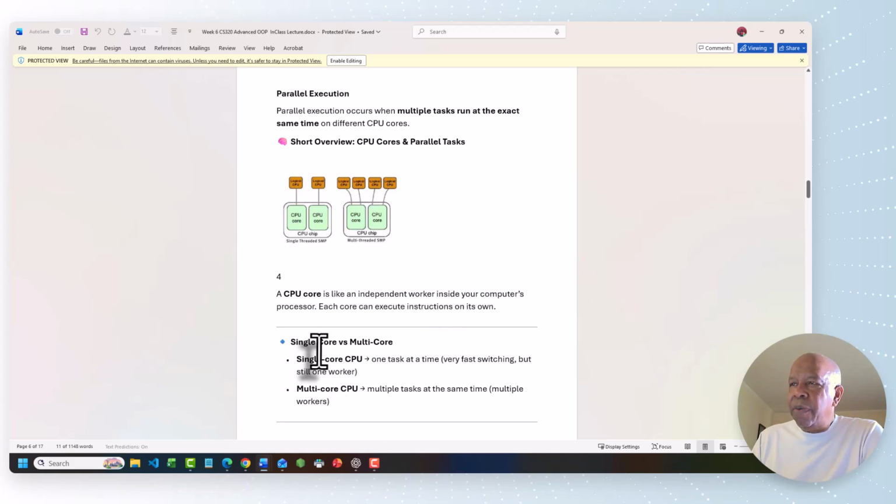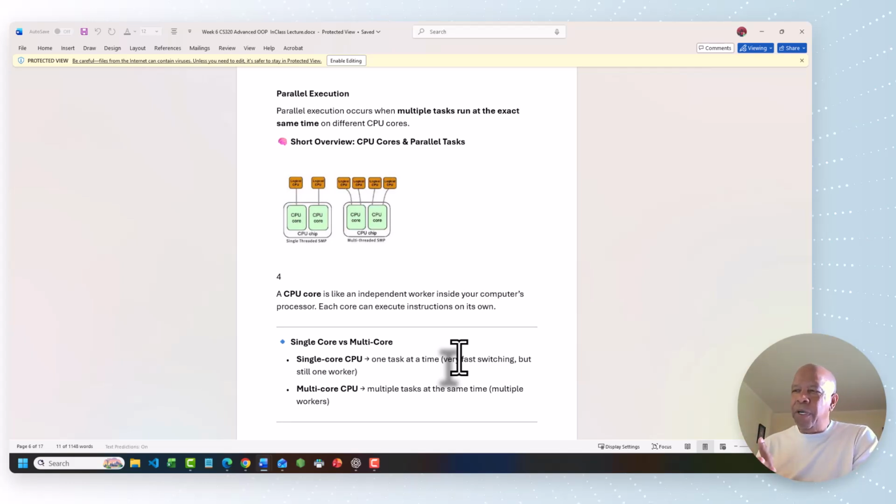We can have a single core, and we can have multi-core. Single core CPUs run one task at a time, with very fast switching, but still one worker. I work on task 1, task 2, task 3, task 4, and I'm flipping back and forth between them. So there is some savings here. I'm not running a program to completion before I start the next program. What it's saying is that from a single core, I'm going to process part of program 1, then switch to program 2, then switch to program 3, and I'm going to run pieces.